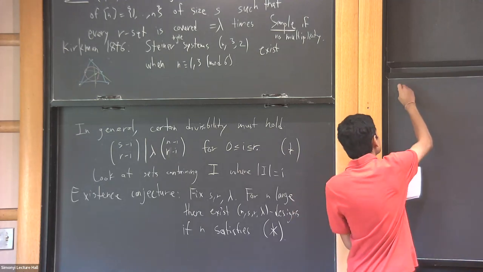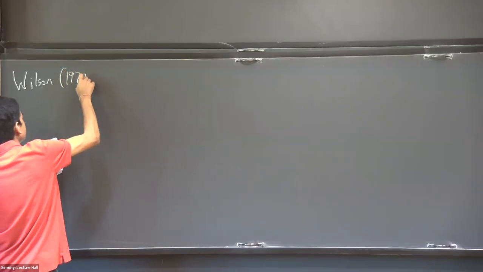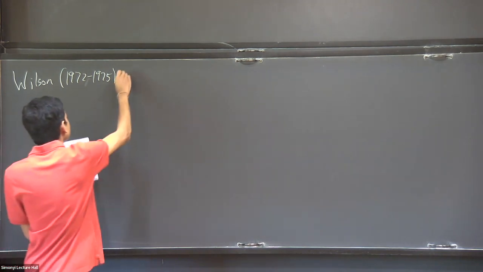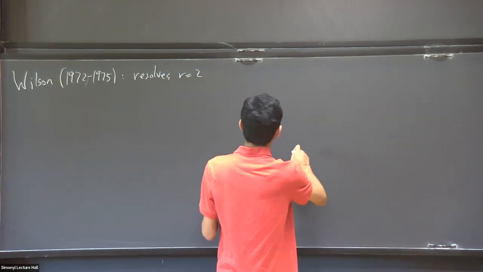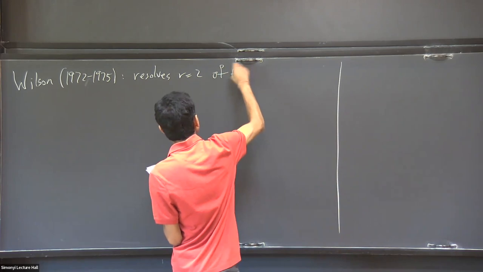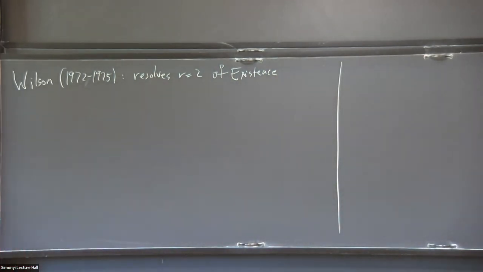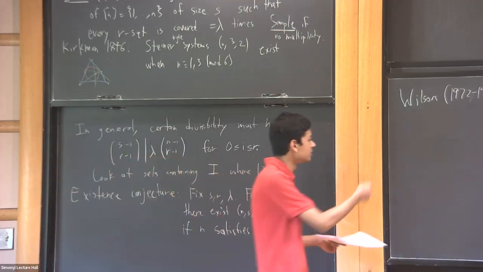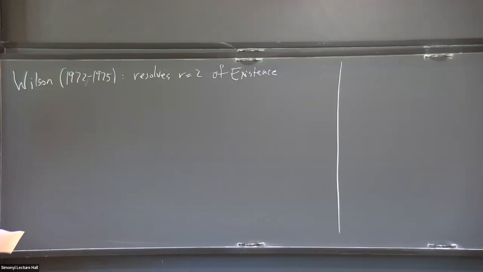Some of what one might call classical design theory work was done by Wilson and others such as Ray-Chaudhuri. He has a string of maybe two or three papers where he resolves R equals two of existence. And I believe there are also works on graph decompositions more generally that I don't want to go into. So in the case where R equals two, after various works, he actually resolves it. And this is using quite explicit techniques. As we'll see, some of the stuff we do is a bit more probabilistic in nature.